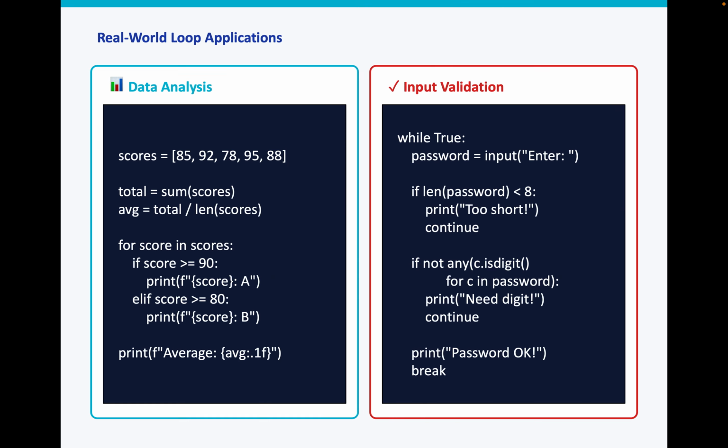And here are 2 real world applications. The first one I will explain, the second one you can try by yourself. In this, there are scores of a few students like 85, 92, 78, 95 and 88, and total is the sum of scores. Then average, we all know this, total divided by the number of scores. The number of scores can be obtained by taking the length of scores, that is, the length of scores is 5.